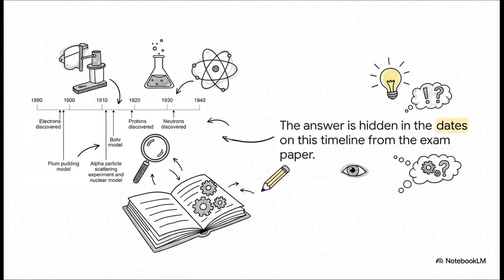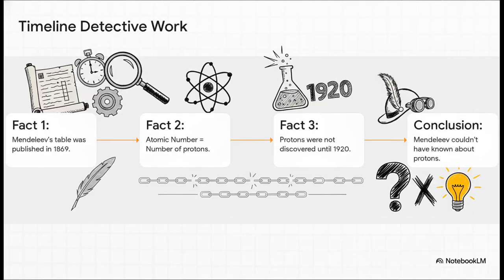And here's the best part. You don't have to pull the answer out of thin air. The exam paper gives you everything you need. The clue? It's all in the dates. It's not a memory test. It's a can-you-use-the-information-in-front-of-you test. So let's play detective. Step 1, look at the timeline. When did Mendeleev publish his table?